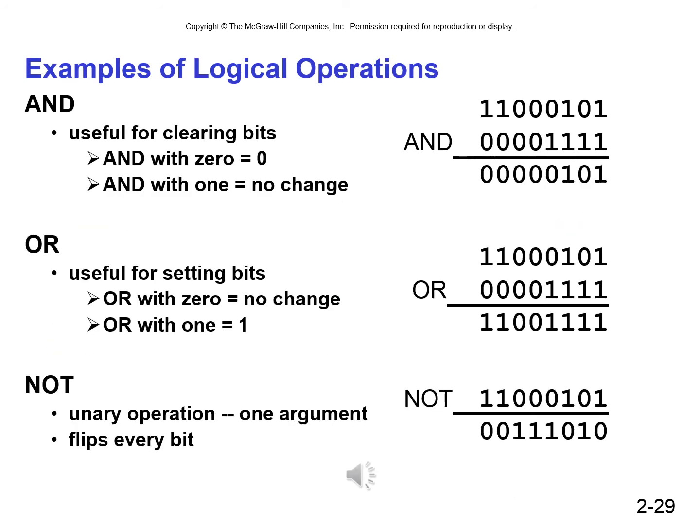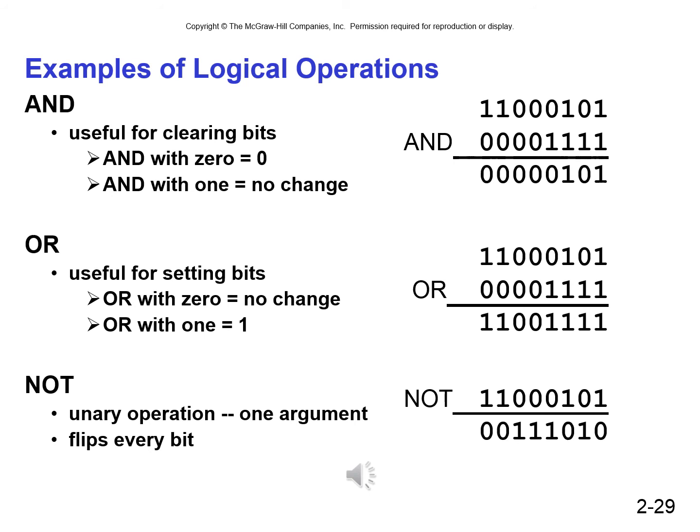Here we have some examples of logical operations using 2 8-bit numbers. AND is useful for clearing bits. If we AND a value, when we get to programming, we're going to have 16-bit values stored in registers. If we AND that value with 0 and store the result back in the same register, we will be zeroing the result.